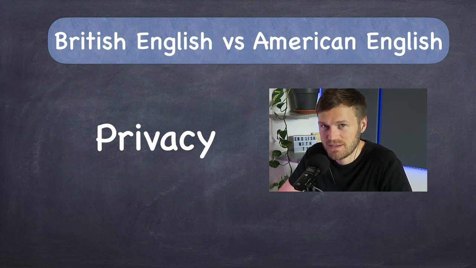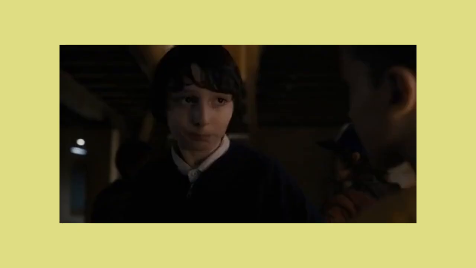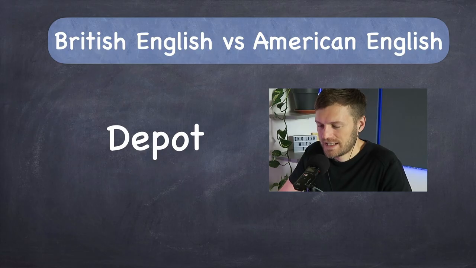Now, some people, I'm sure, in the UK would say privacy. And some people in America might even say privacy. Privacy, privacy. Here's an example for you of the British English pronunciation. Like a little privacy. And here's an example of the American English pronunciation. Privacy. Get it? The next word is spelled D-E-P-O-T.